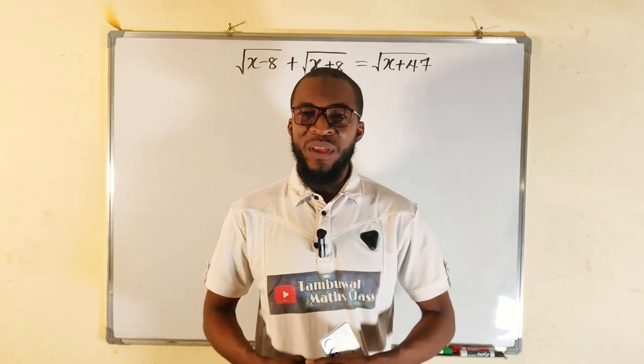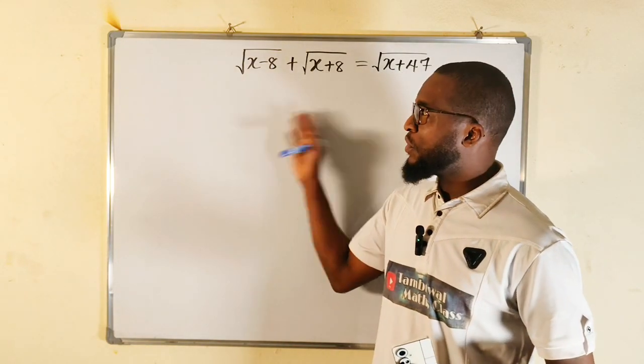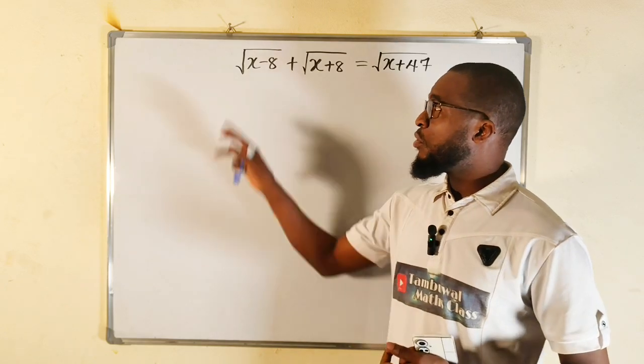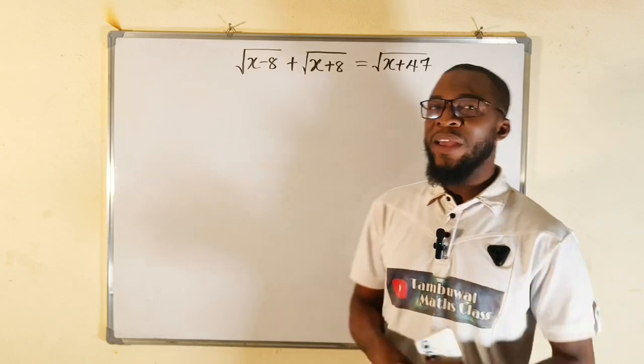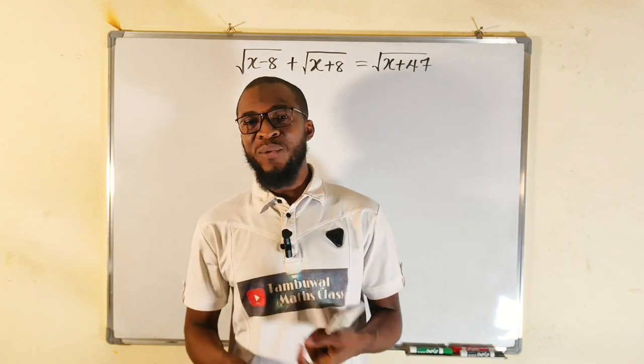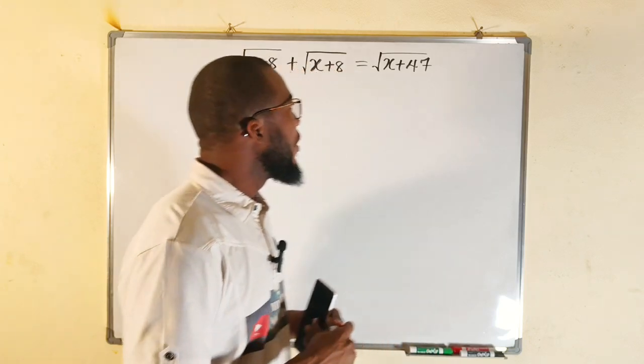Hello, good day viewers. Remember in our previous lesson, we were able to form this particular equation, which is a radical equation: the square root of x minus 8 plus the square root of x plus 8 equals the square root of x plus 47. If you would like to see how we form it, kindly watch the previous video.